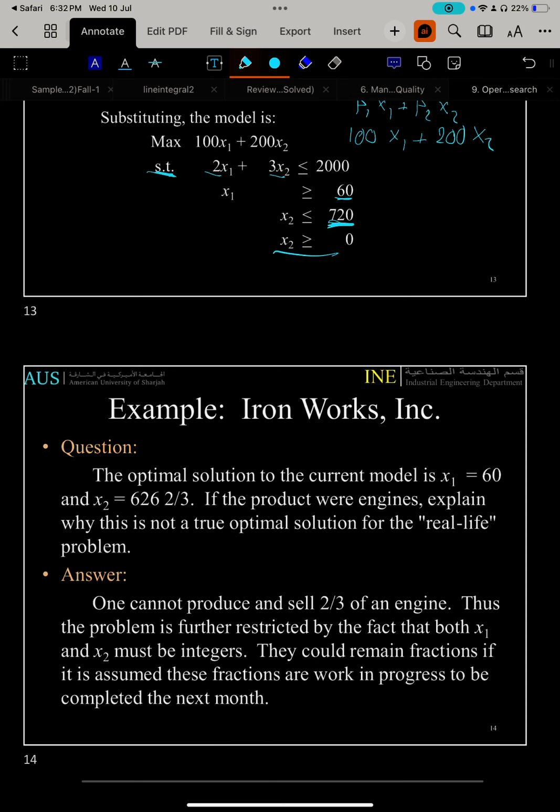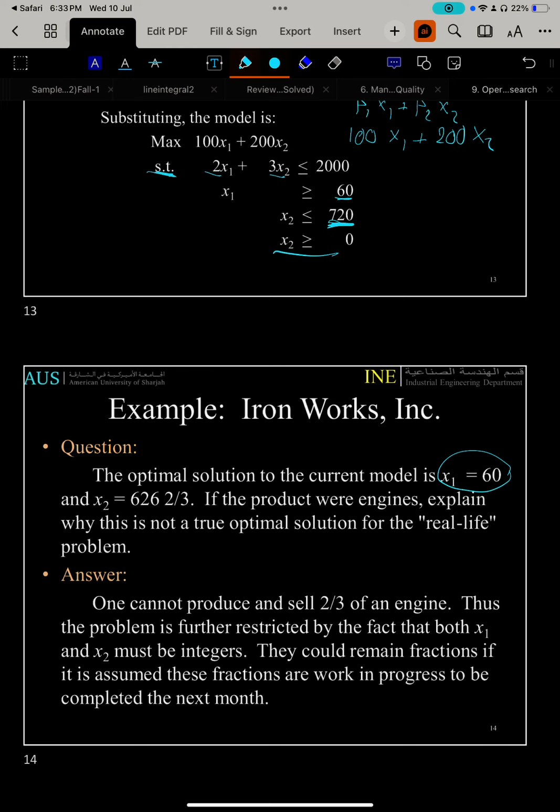Now the optimal solution to the current model is x1 equal to 60, and x2 equals 626 and 2 over 3 products. If the products were engines, for example, we need to explain why this is not a true optimal solution for a real life problem. So the optimal solution says we produce 60 units of product 1 and 626 and 2 over 3 units of product 2. He wants us to explain why this is not a true optimal solution for the real life problem.